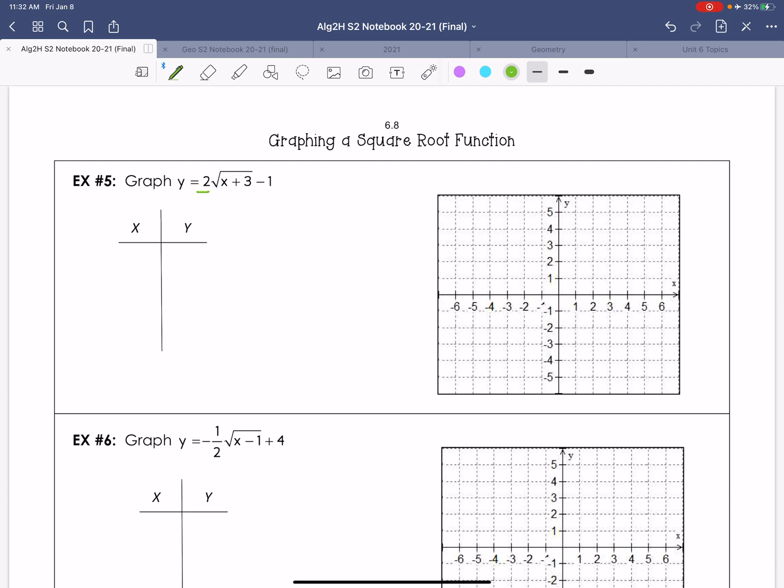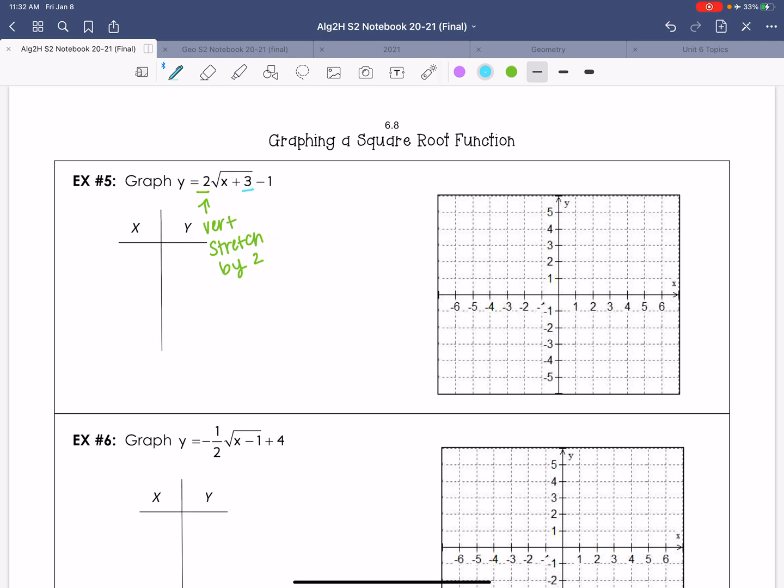Okay, so we have this 2 that is on the front. So 2 is being multiplied. Anything that is being multiplied to our function is stretches or shrinks. Okay, this is greater than 1. It's on the outside, same as what I think, greater than 1. So this is vertical. Everything on the outside is vertical. Vertical stretch by 2.